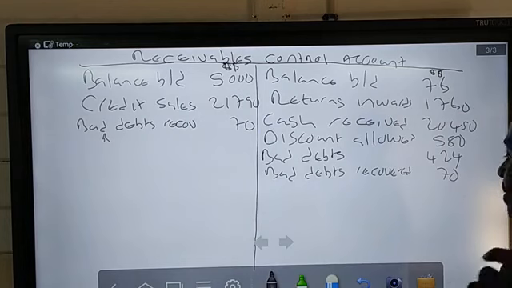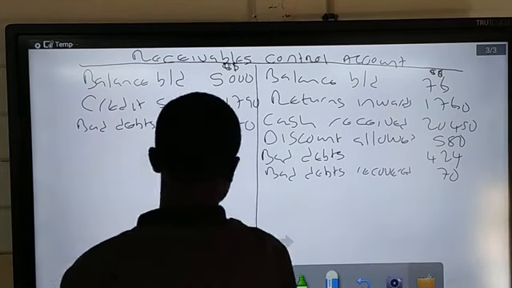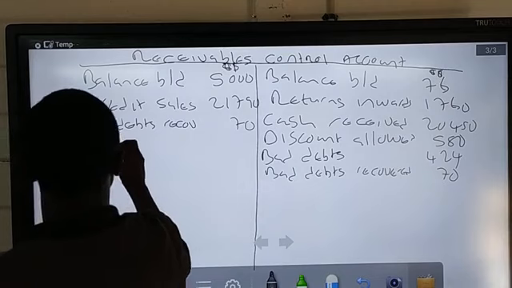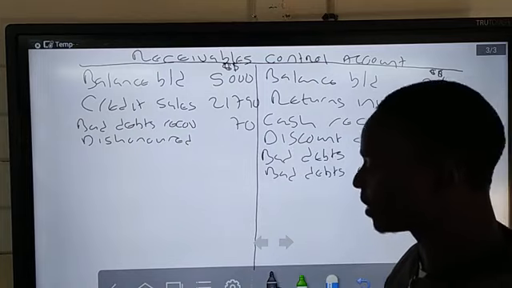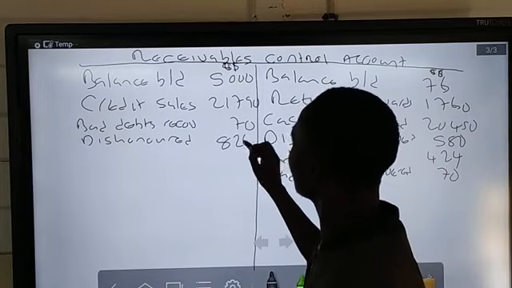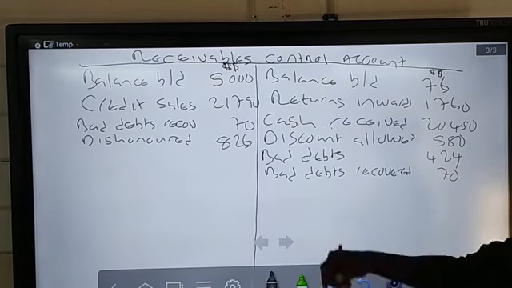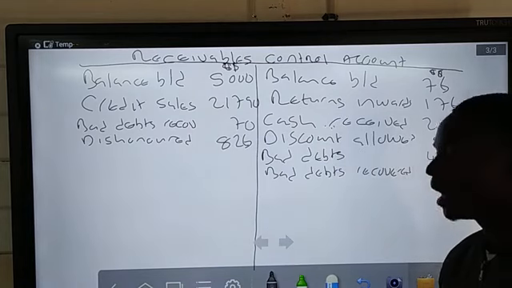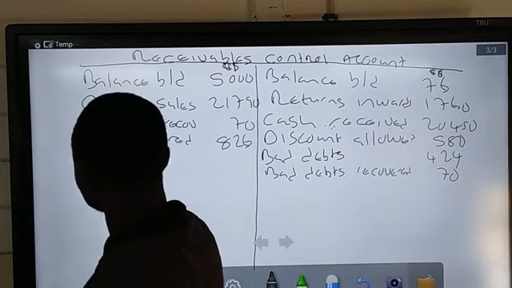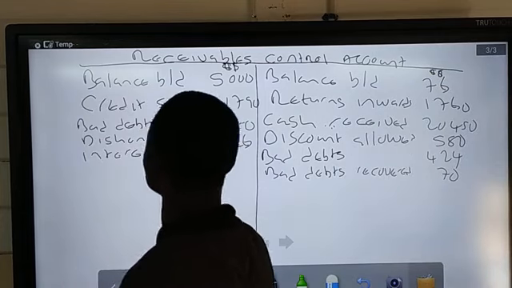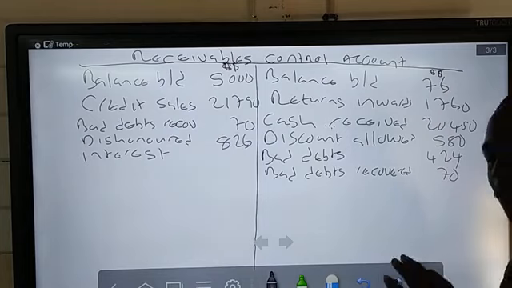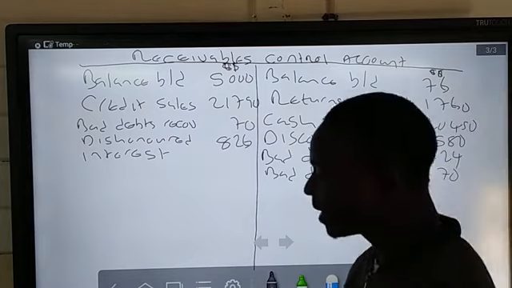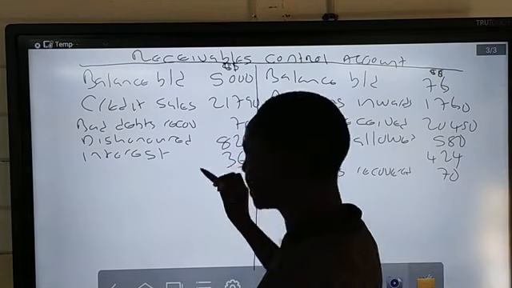Debtors' cheques returned unpaid. That's our dishonored cheque. Dishonored cheque is recorded on the debit side. Remember, it reduces the cash which has been received by the business. We go to interest charge. This is interest charge on overdue customers' accounts. It will increase the amount owing from the customer to the business. So our interest is 36.